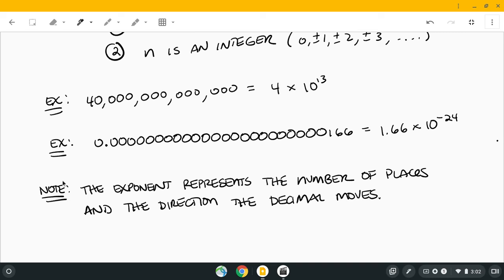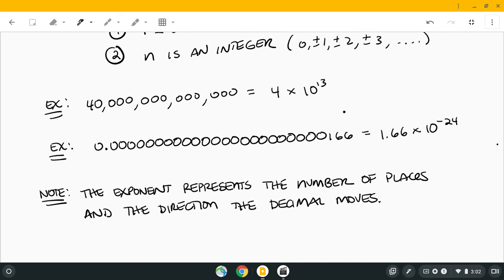Okay, so we can see here, let's compare these two numbers that we wrote up here. This number is a very large number. This is a number that's greater than 1. Okay, so if this is a number that's greater than 1, then we will be dealing with positive exponents. But you'll see here, this is a number that's less than 1. So the numbers that are less than 1 are going to be using a negative exponent.